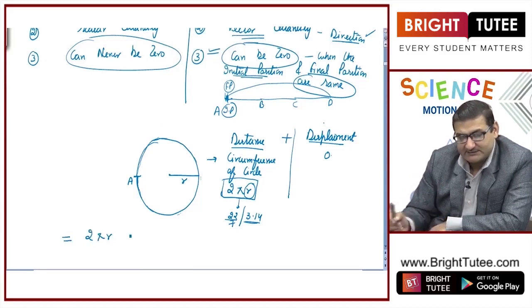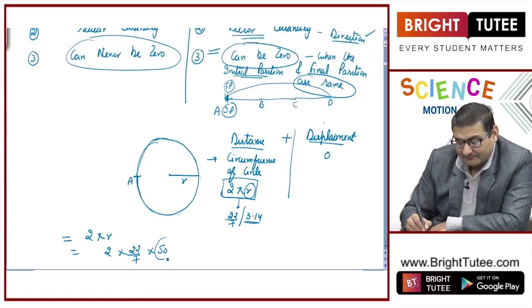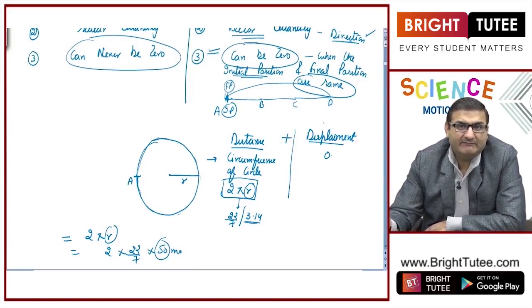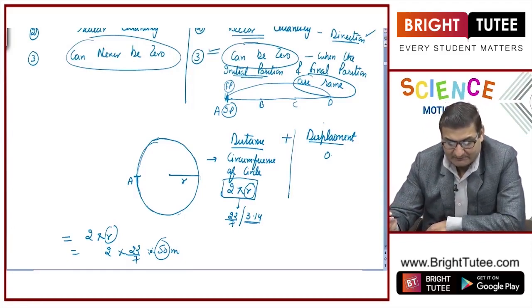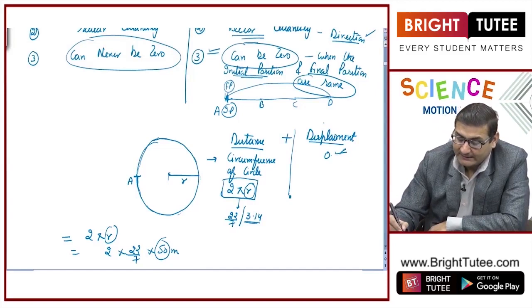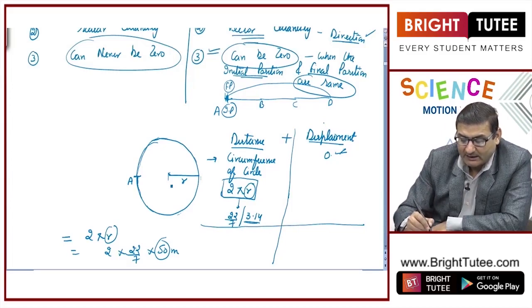We will just put the value. We know that circumference is equal to 2 pi r, which is equal to the distance. That will be 2 into 22/7 multiplied by r, which is given to me to be 50 meters. I will just calculate the answer. Whatever value of radius of circle is given to me, it will be replaced by r, and we can calculate the answer. Fine. But when I am talking about the displacement in one complete round, it will be 0.